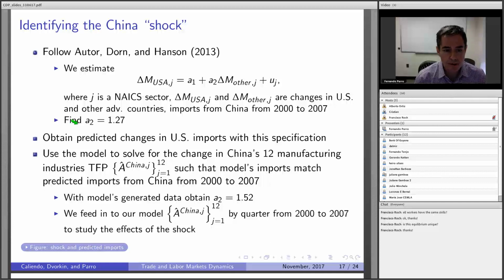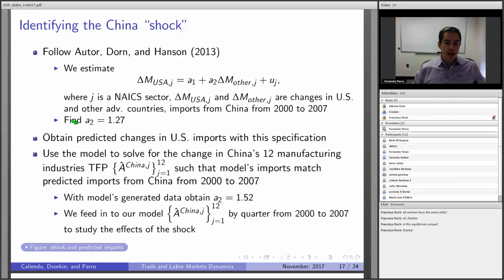So Autor and Hanson instrument the observed change in US imports from China to get the fraction of the change that is due to China. The instrument they use is the imports by other advanced economies from China. Using this instrument, they obtain the predicted change in US imports from China that can be attributed to China. And in Autor and Hanson, that is the China shock.